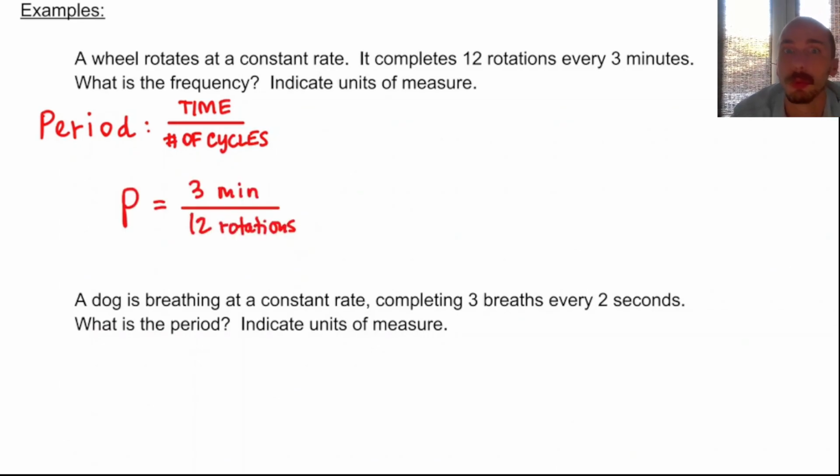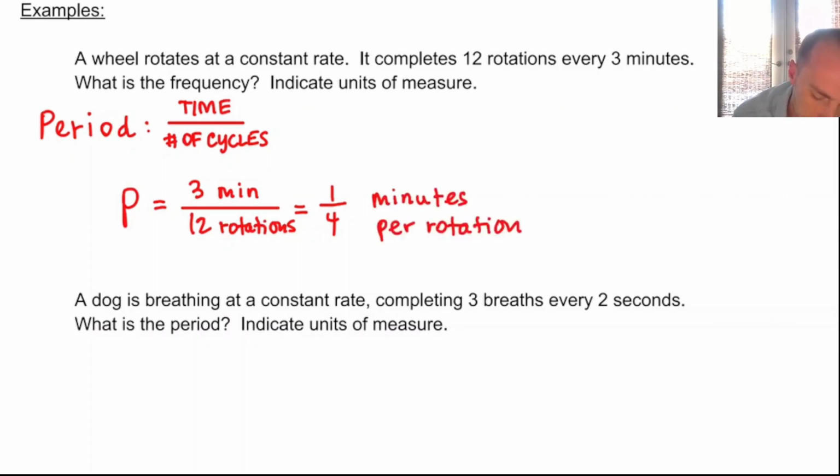If I were to simplify that, 3 over 12 is 1 over 4. So I'm going to say that's 1/4. But the units, rather than saying minutes divided by rotations, I'm going to say minutes per rotation.